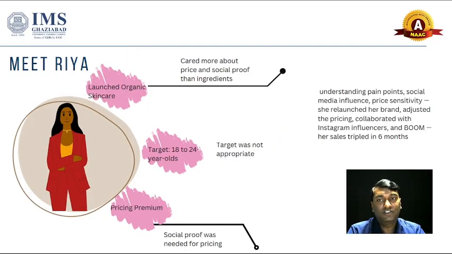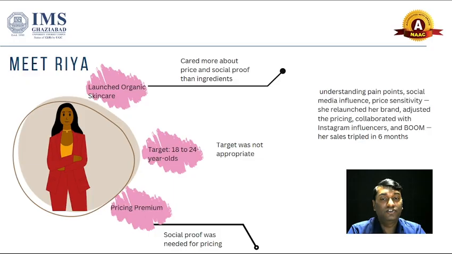So Ria has launched an organic skincare product, but she failed to understand that the target group she is targeting is 18 to 24-year-olds, and this group cares about social proof on social media. They are interested to know about the ingredients. They are not interested in whether the product is organic or not, but they care about pricing as well. Ria's product is premium priced, which does not suit 18 to 24. So the target was not appropriate, and even the way to target this particular age group was not fair enough.